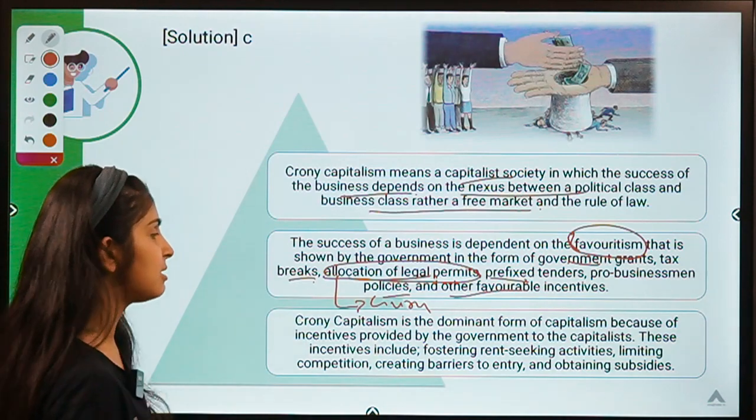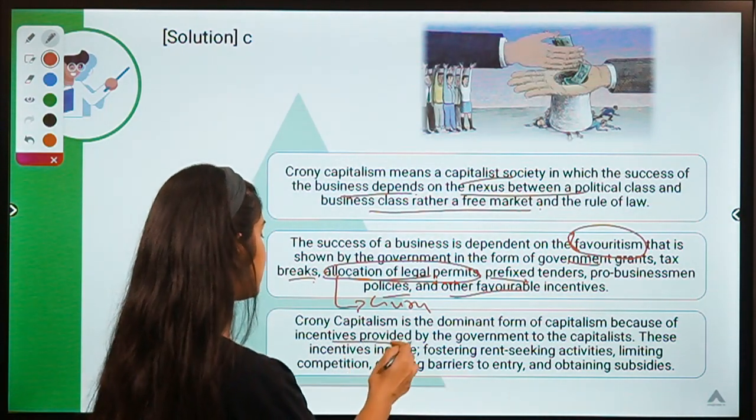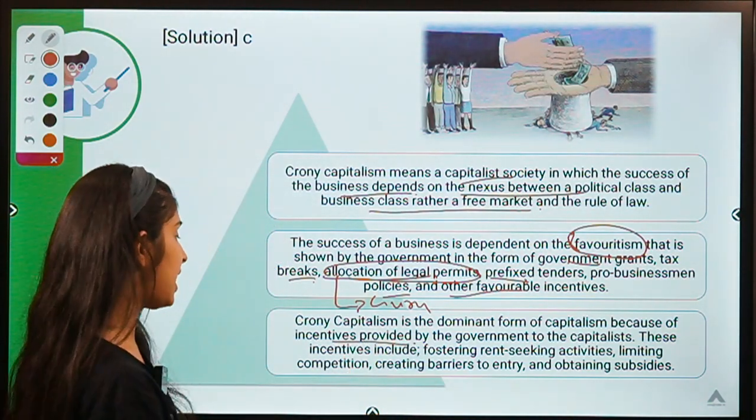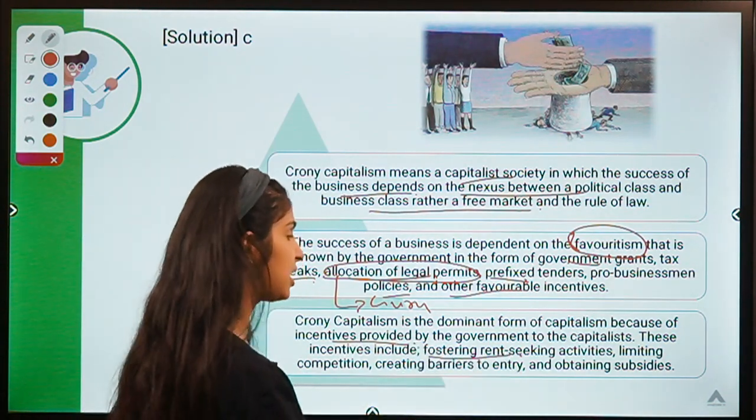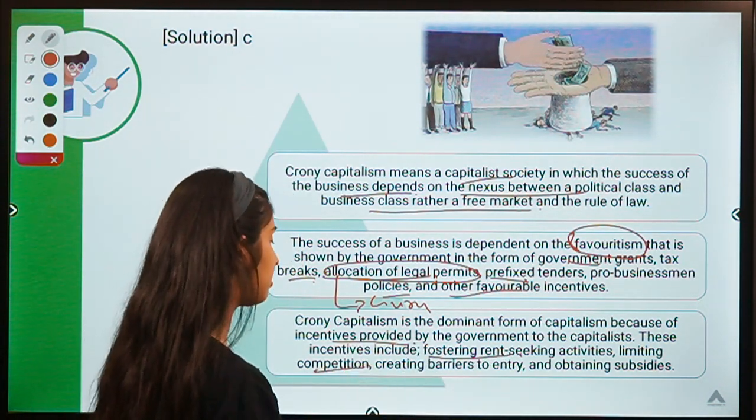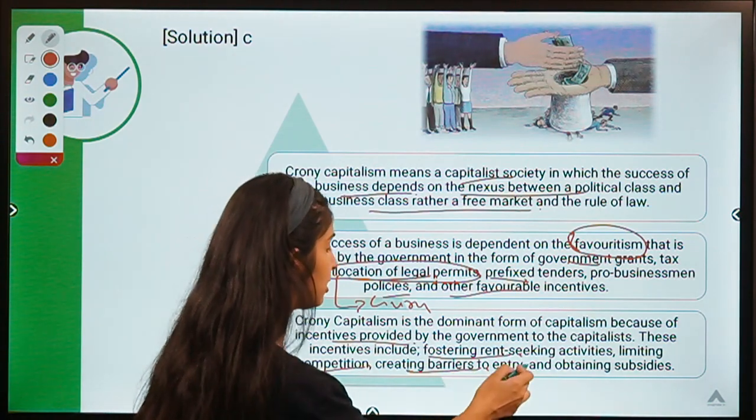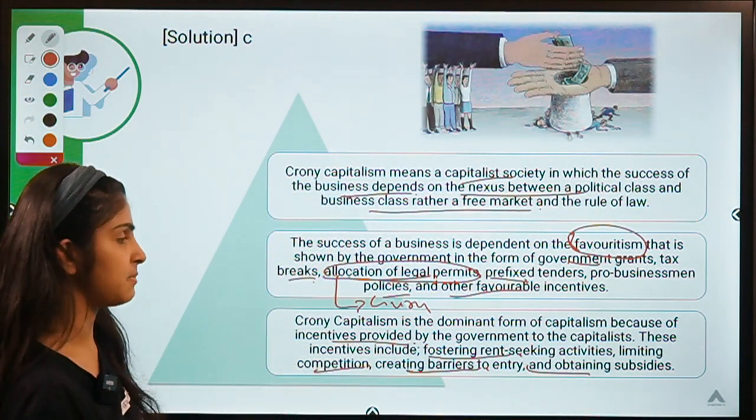So crony capitalism is a dominant form of capitalism because of incentives provided by the government, and these incentives include fostering rent seeking behavior, limiting competition, creating barriers to entry and obtaining subsidies, right?